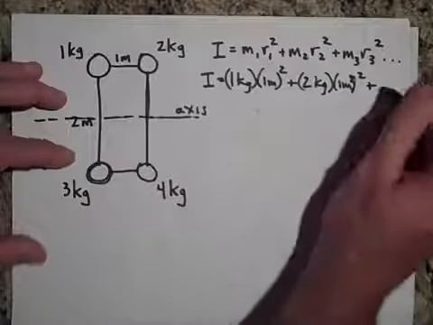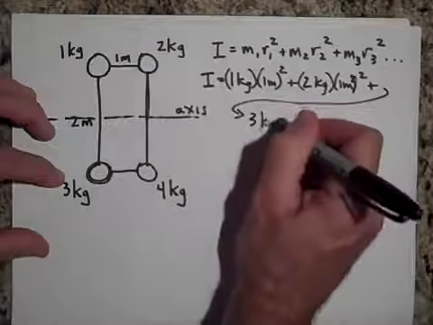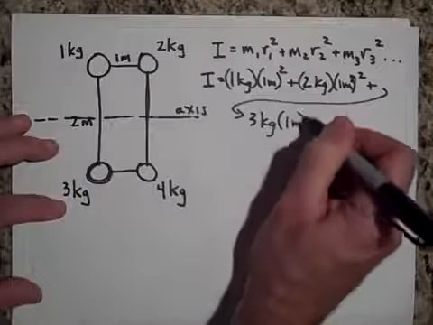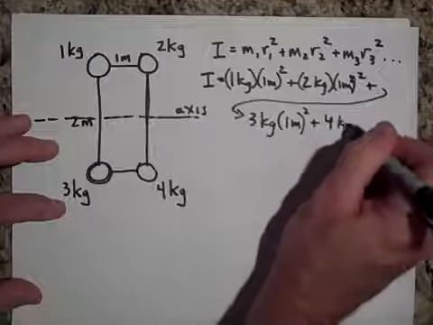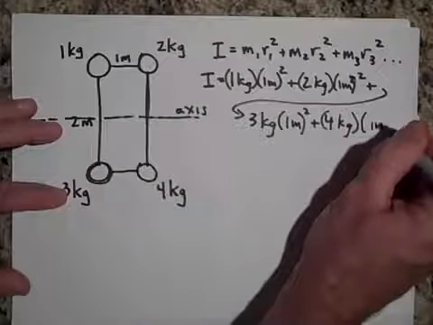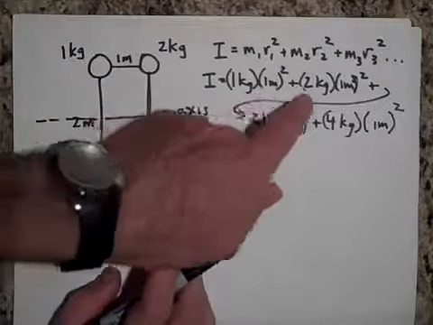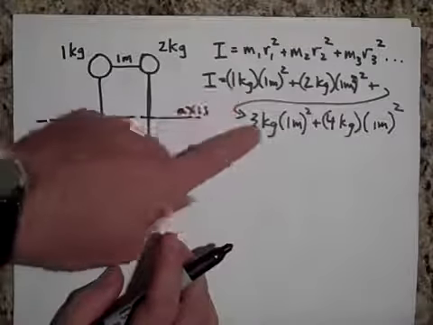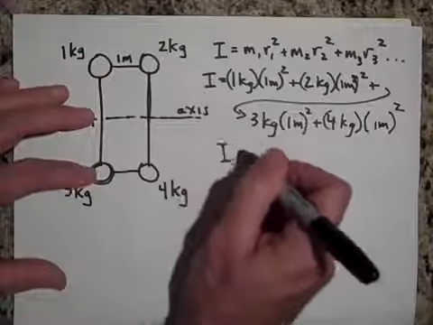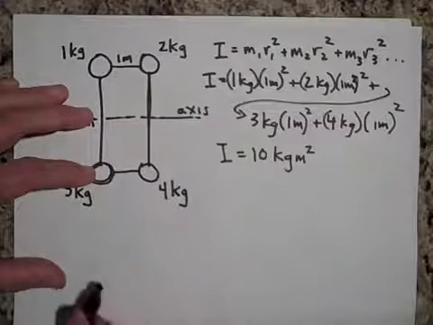Plus, coming down here, 3 kilograms times how far it is from the axis, so that's 1 meter squared, plus 4 kilograms times 1 meter squared. So let's see, that's going to be 1 kilogram meter squared, 2 kilogram meter squared, so that's 3, 6, 10. So the rotational inertia for this is 10 kilograms meter squared. That's the units for I.